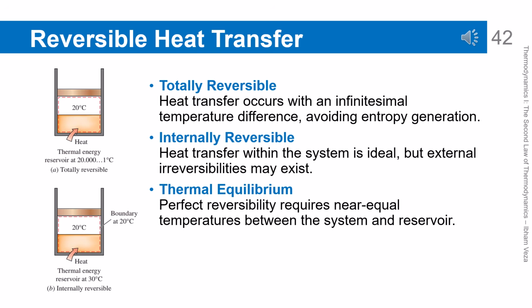Reversible heat transfer. Truly reversible heat transfer is only possible if the temperature difference approaches zero. If the temperature difference is large, the process is definitely irreversible. Internally reversible means there is no source of irreversibilities inside the system. However, externally, there may still be irreversibilities. Total reversibility requires conditions that are almost impossible to achieve in practice.